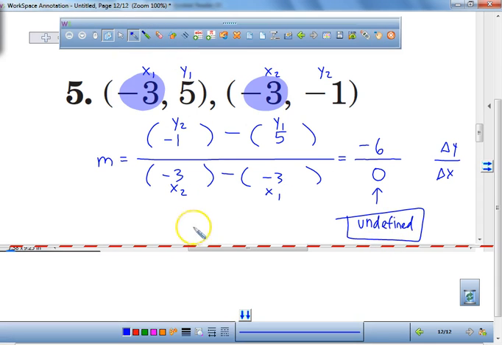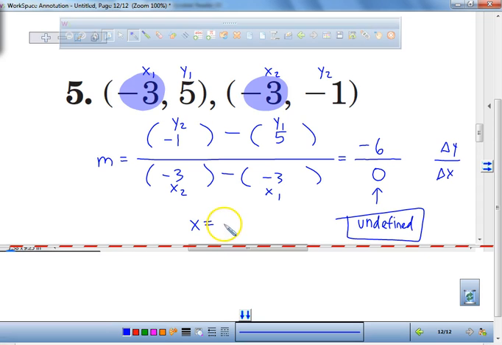Now, before I let you guys leave, does anybody know what x will always equal in this vertical line? Nope. x is only going to equal one number. Nope. What? I'll give you a hint. It's highlighted. Oh, -3. Your x value is always going to equal -3, because that's what it's going to say in the vertical line. Well, have a good day.